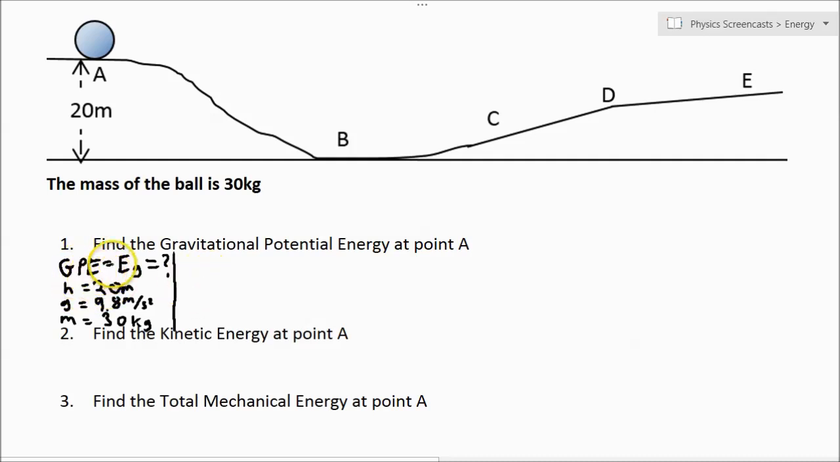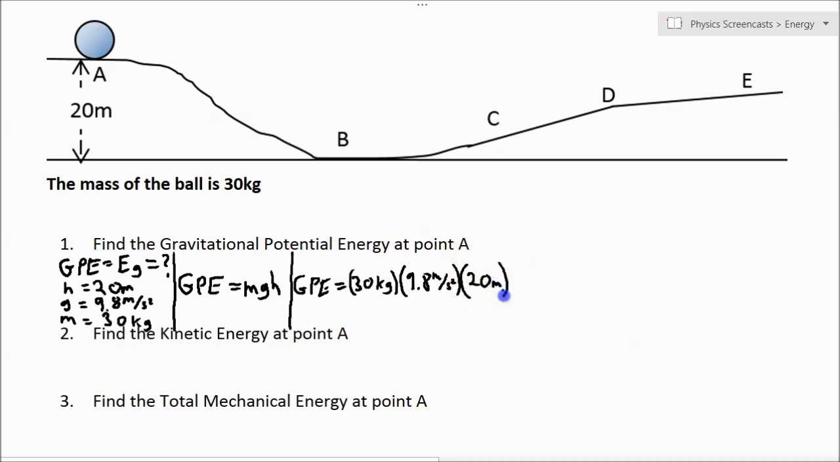So knowing this, we want to find GPE, and we've got several variables. The equation that best fits this is GPE, or EG, is equal to mgh, mass times gravity times height. So we plug those numbers in. GPE is equal to the mass, which is 30 kilograms, gravity, 9.8 meters per second squared, and the height, 20 meters. So that's our third step, plugging in the numbers. When we do the actual math, we find out that GPE is equal to 5,880, and all those units together come out to be joules. And that is our final answer for this question, so we'll put our box around it.